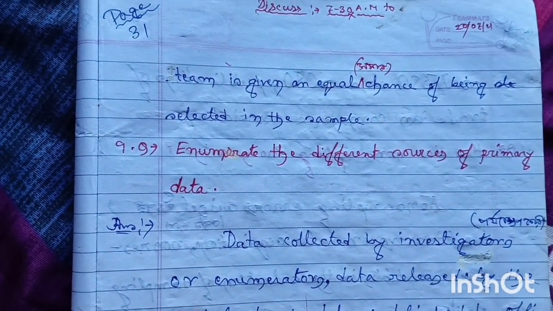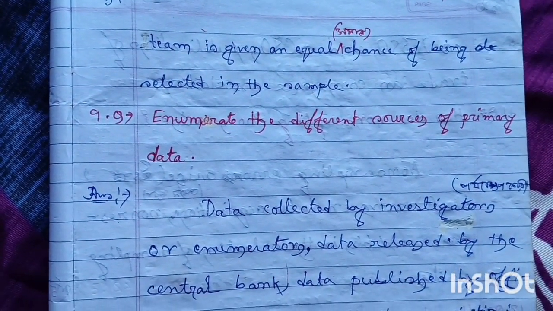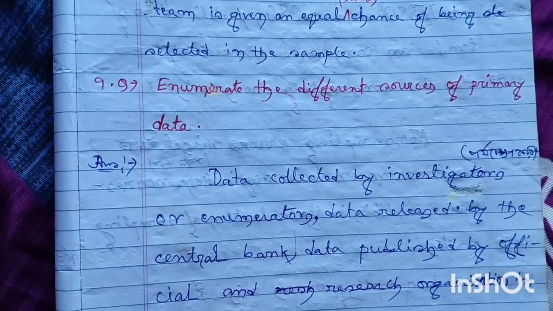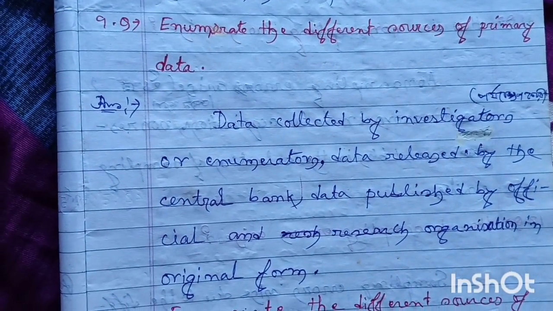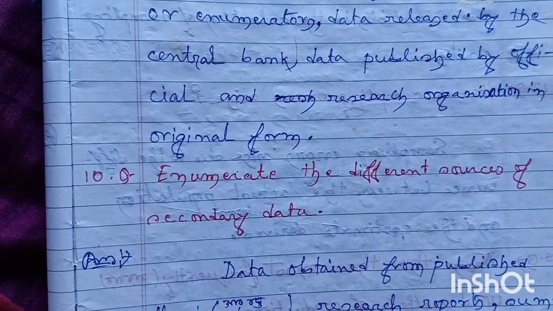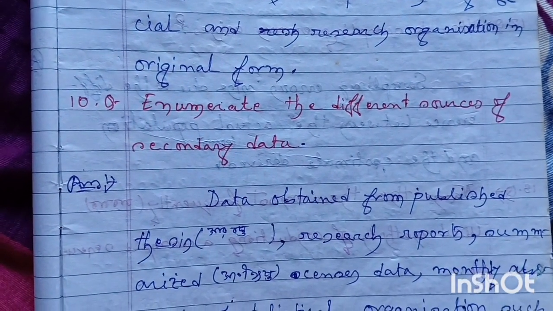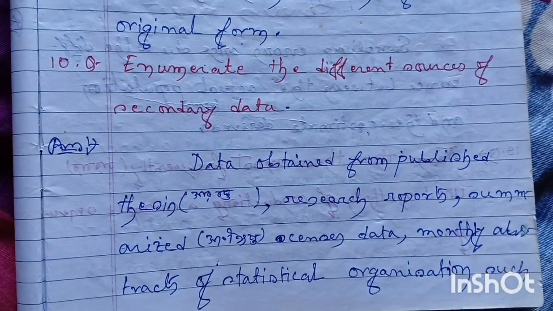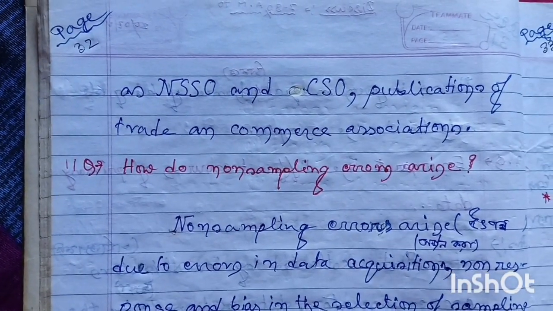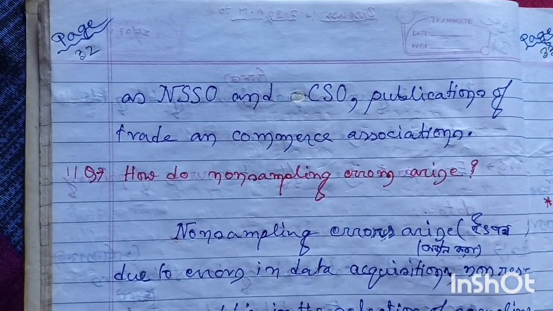Question number 9, enumerate the different sources of primary data. Data collected by investigators or enumerators, data released by the central bank, data published by the official and research organizations in original form. Question number 10, enumerate the different sources of secondary data. Data obtained from published theses, research reports, summarized census data, monthly abstracts of statistical organizations such as NSSO and CSO, publications of Trade and Commerce Associations.